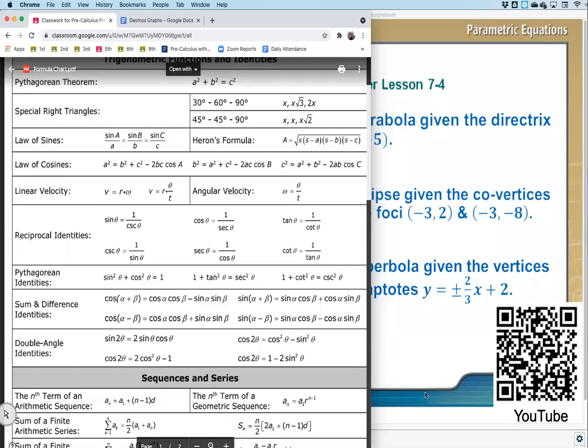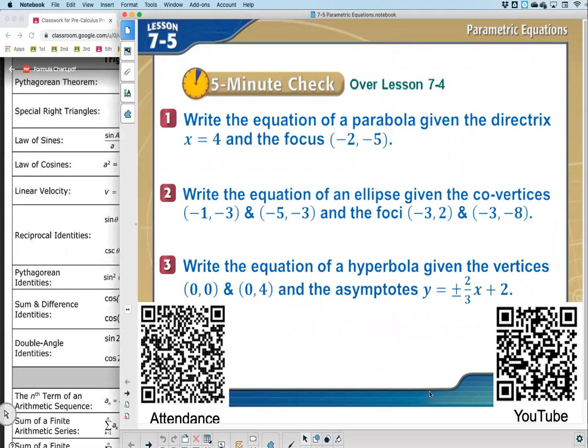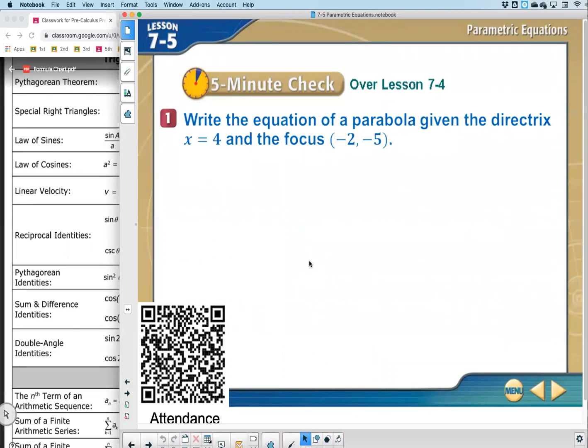So on the bell ringer, we got 3 problems here. We're going to be talking about writing an equation, because that's really what the TEKS say the pre-calculus student will be able to do: graph these different shapes given key attributes or characteristics. So number 1 here says write the equation of a parabola. So that's what I'm going to do here.